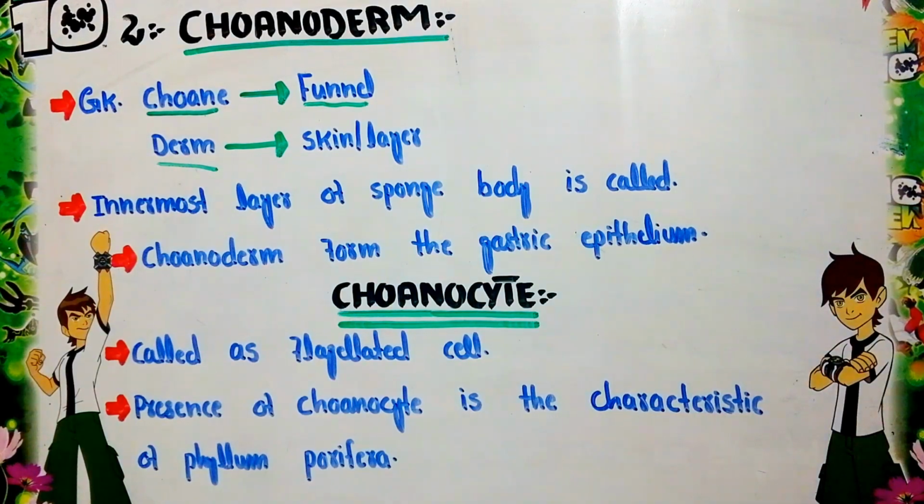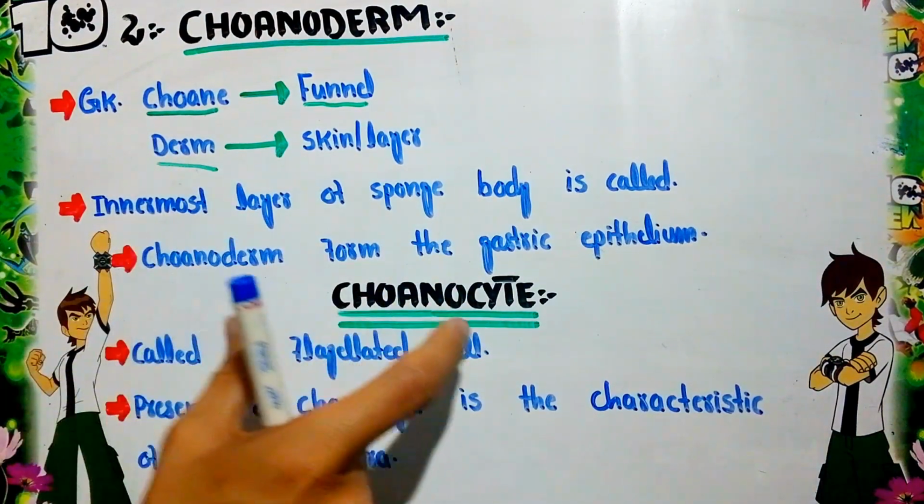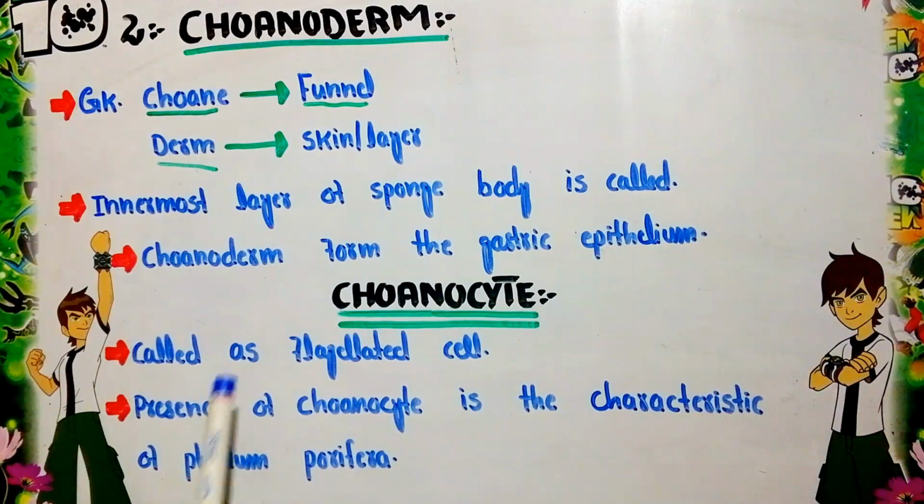Now the main diagnostic cell found in this choanoderm layer is called the choanocyte. This choanocyte is also called a flagellated cell because it bears a flagellum. The presence of choanocytes is a characteristic of the phylum Porifera. This phylum has two important diagnostic features. The first is the presence of a canal system, while the second is the choanocyte. These are the two important characteristics not found in other phyla. So the main recognizable features of phylum Porifera are the canal system and the choanocyte cell.